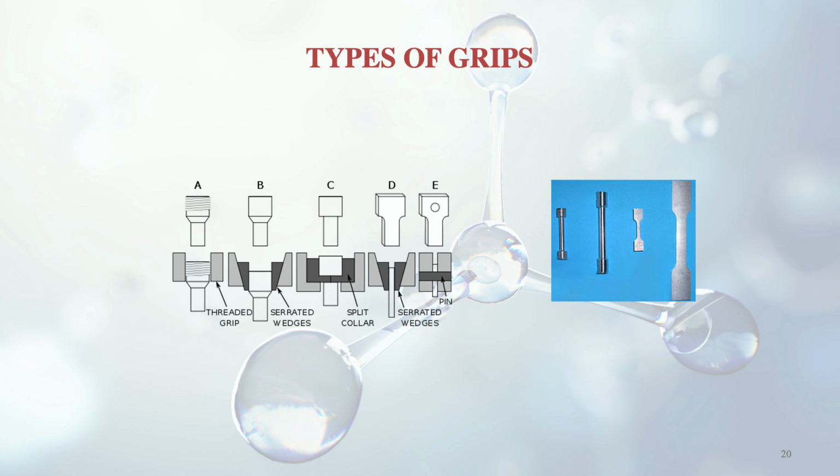Now here you can see the different kinds of grips. There are A, B, C, D and E type of specimens. The first one you can see is the threaded grip. The second is the serrated wedges type. The third is the split collar, and again the serrated wedges type, where a pin is also being used. In the specimen you can see, as I told earlier, that it has shoulders at the end and the middle portion is thinner, the diameter is less. That upper portion, the shoulder, is used for holding this specimen in the machine.